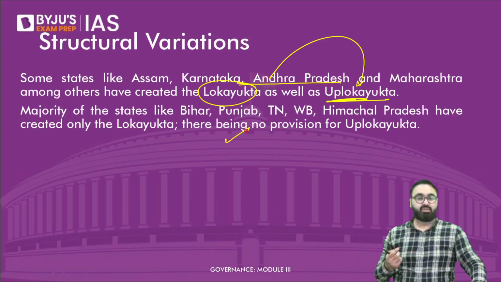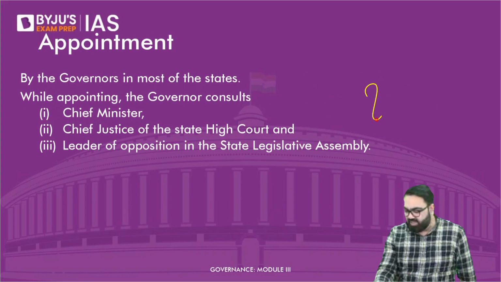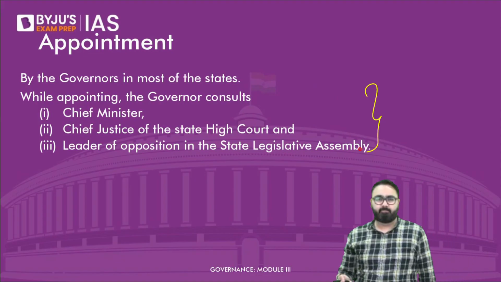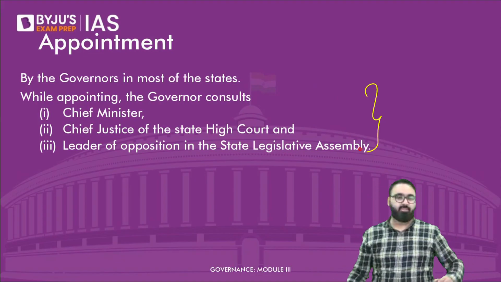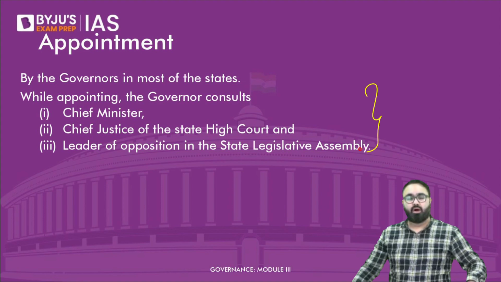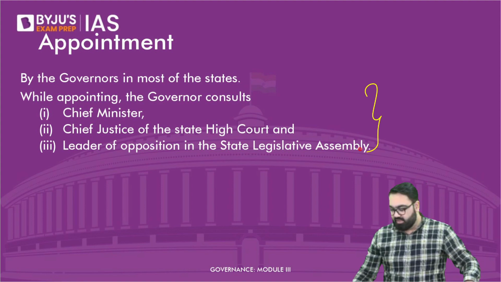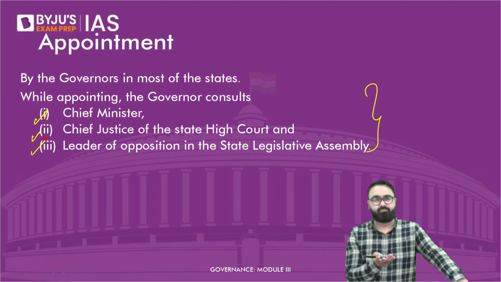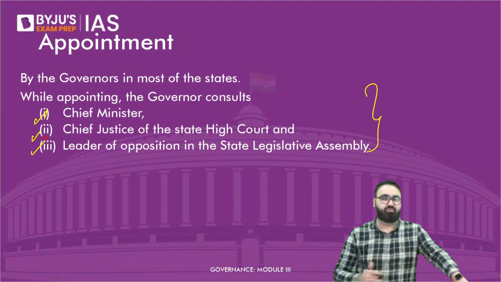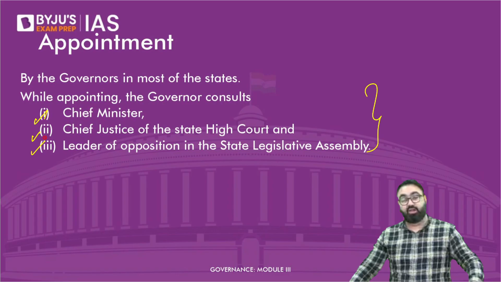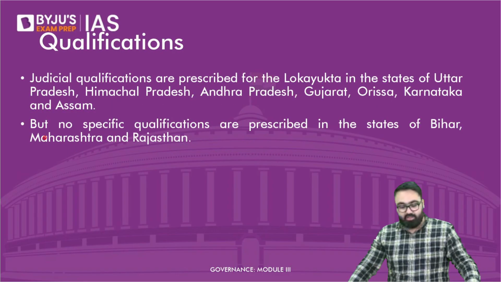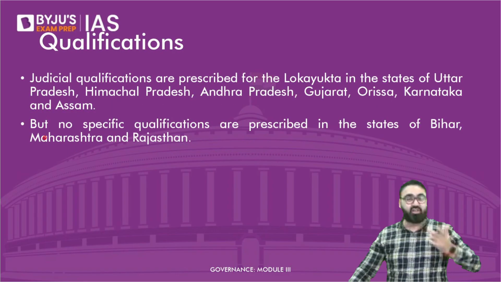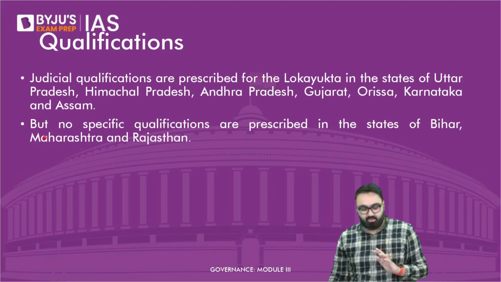Second difference, appointment is usually the same way. Mostly the Lokayukts are appointed by the governors only on the recommendation of certain committees. The committees may be different for different states, but usually it is the same kind of committee that appoints or recommends to the governor to appoint. Then qualifications are also different in different states. You don't have to remember.